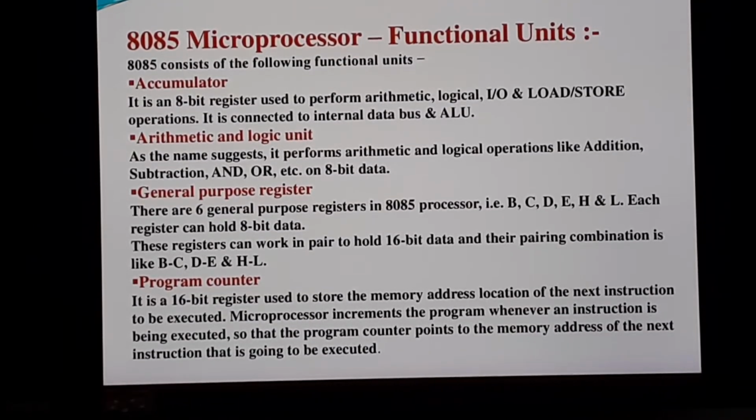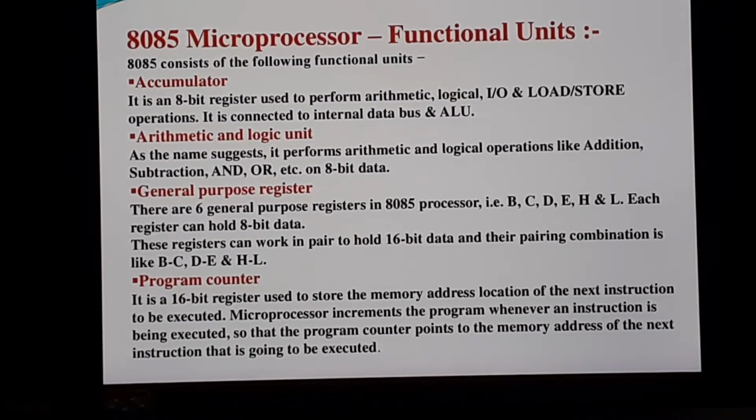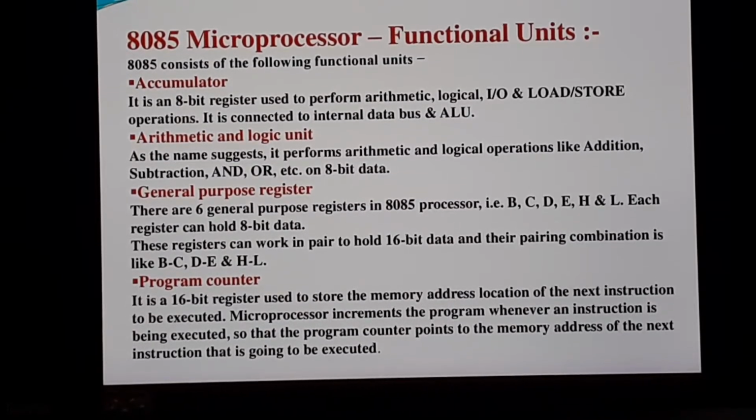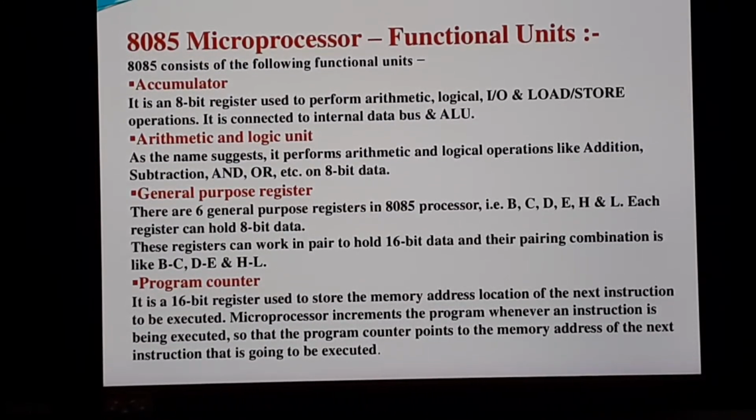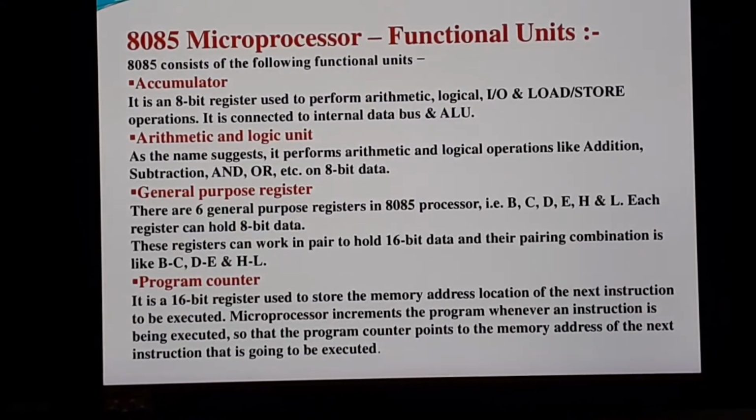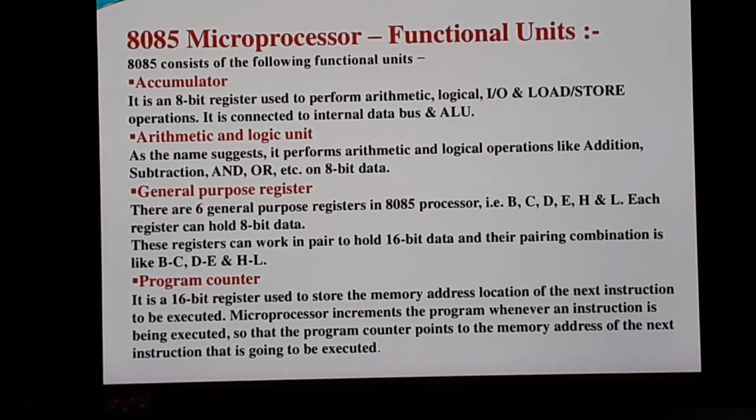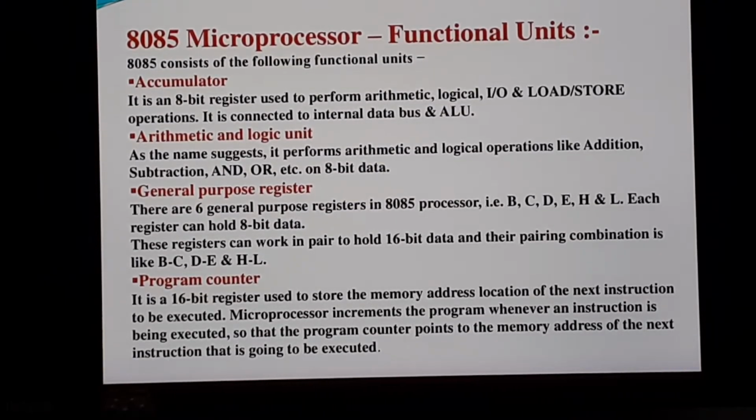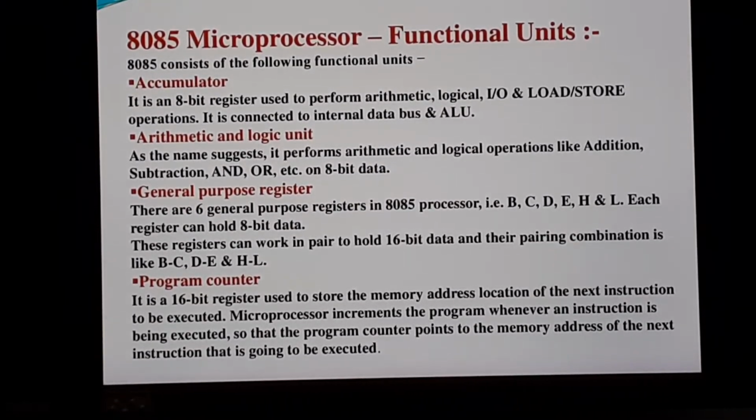Now the next is again arithmetic and logic unit. As I've already told you, it comes in functional units again. It is of 8-bit and it performs arithmetic and logical operations. The next is general purpose register. As I have already told you, what do you mean by register? Accumulator is register A. So A is named as accumulator. It is also said to be register A. Then the rest of the alphabets, that is B to L, are all said to be general purpose registers. So there are 6 general purpose registers: B, C, D, E, H and L. Each of these is of 8-bit. That means it holds 8-bit data.